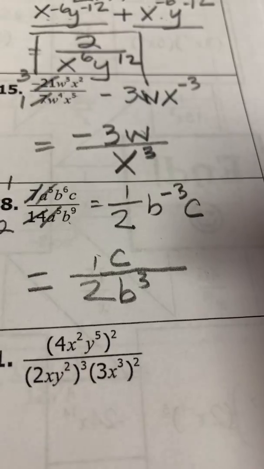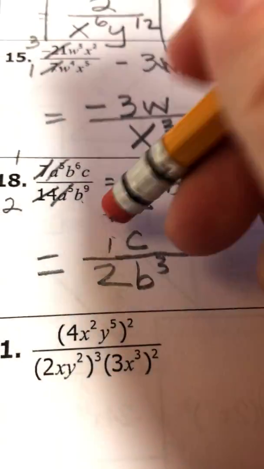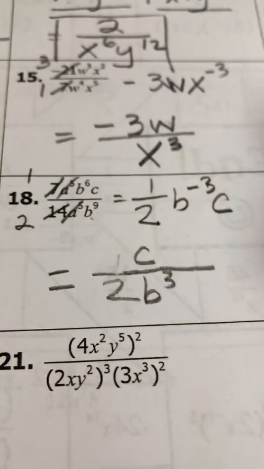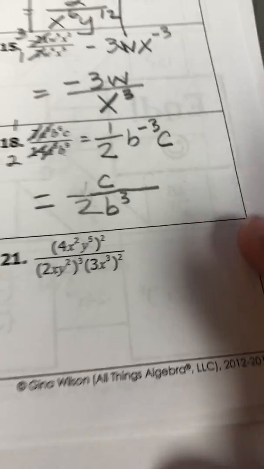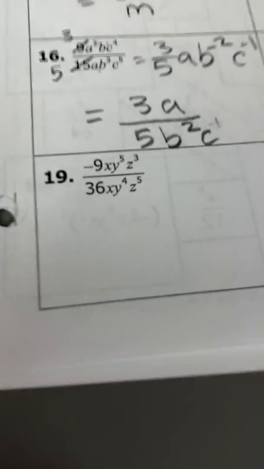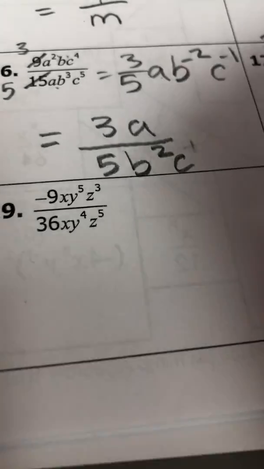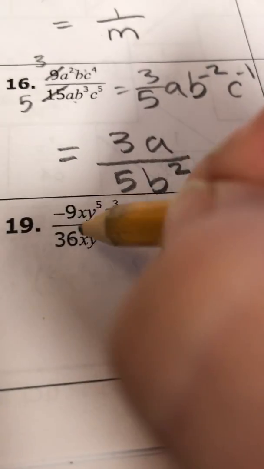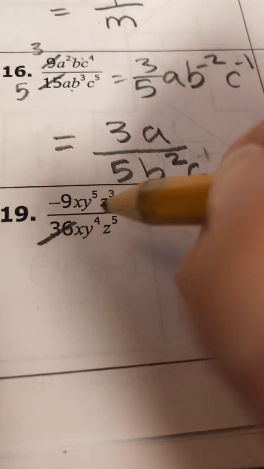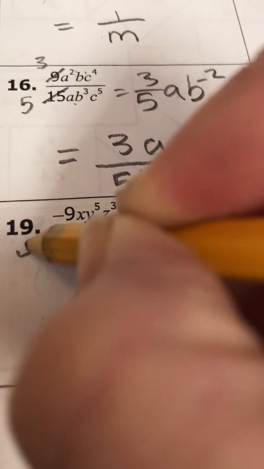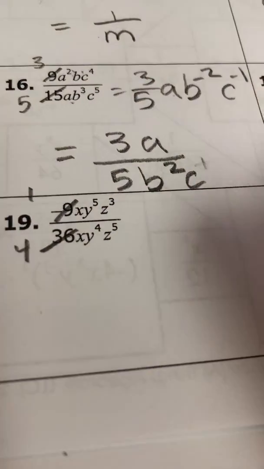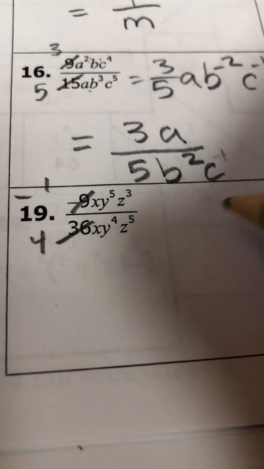Now, do I need my 1 there? I don't. But again, sometimes it's nice to put it in, but in correct form, it's going to be like that, because that's an invisible coefficient. Let's see, is this a neat one? Yeah. 9 fits into 36. So 36 divided by 9 is 4. 9 divided by 9 is 1. So I'm going to end up with negative a quarter.